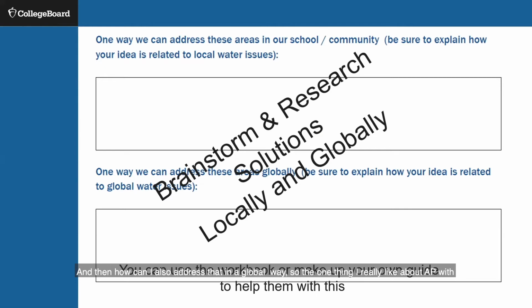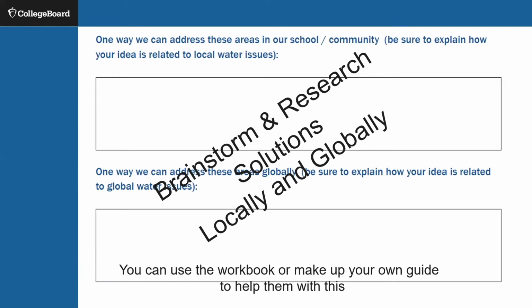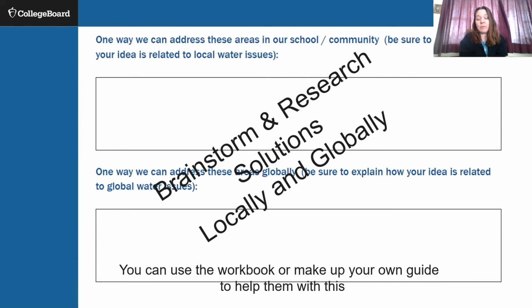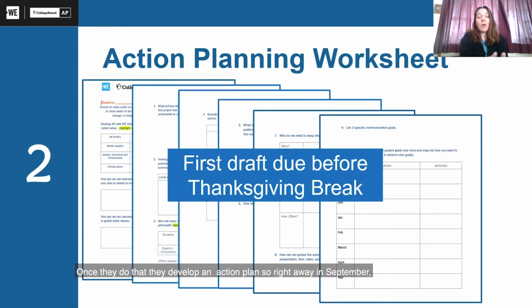The one thing I really like about AP with WAVE is that it asks students to really think both locally and globally at the same time. And the workbooks are really good at helping you come up with graphic organizers and tools to help them brainstorm. But if you have other tools that you'd rather use, you don't have to use the workbook. And so I've made my own graphic organizers that I use with my students. Once they do that, they develop a climate action plan.